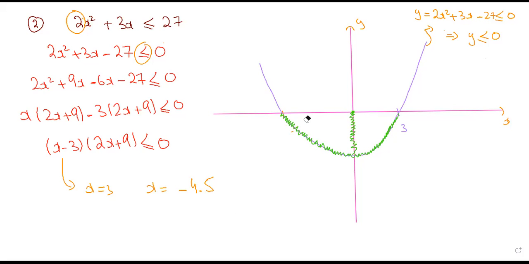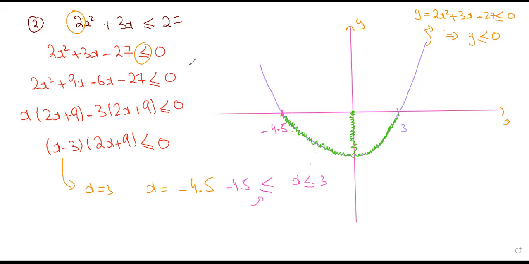This value is minus 4.5, and the other one is 3. I can clearly see that this time around it is between minus 4.5 and 3. So x is greater than or equal to minus 4.5 and less than or equal to 3. This time around I've added less than or equal to and greater than or equal to.